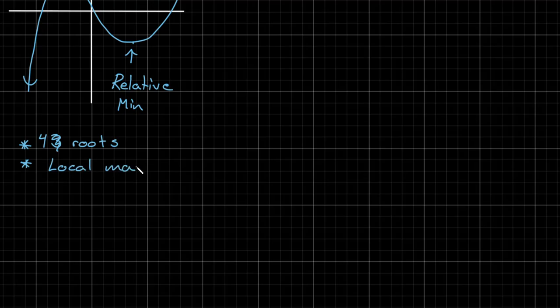I don't care where it is. Sorry, you guys said relative. I want 4 roots, a relative maximum. Don't care where it is. And a global minimum. All right. That's it. That's all the information I'm giving you. There might be more than this, and that's okay. But I want something that has at least these three guaranteed.